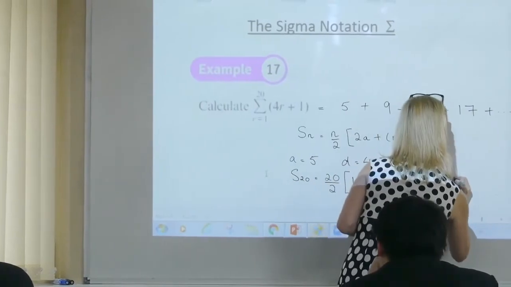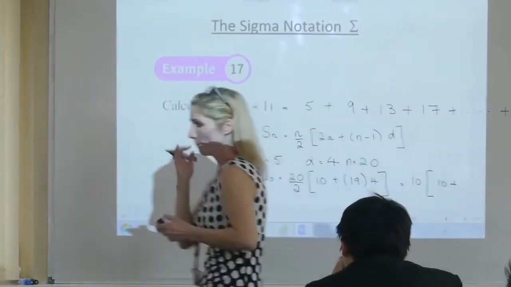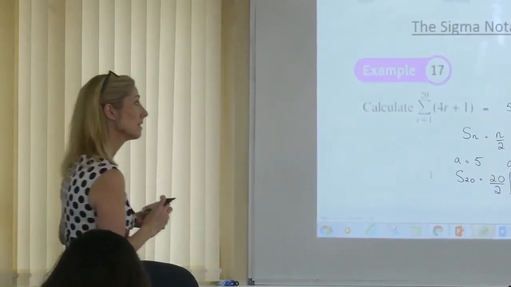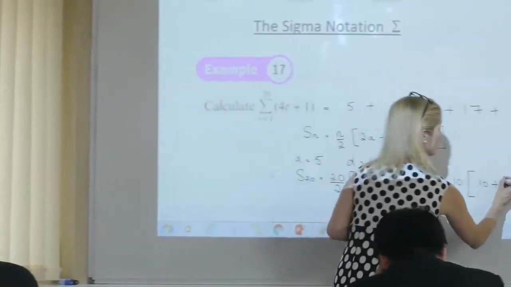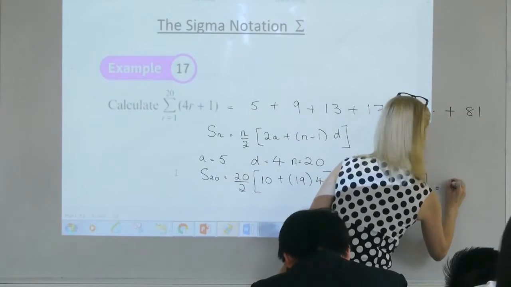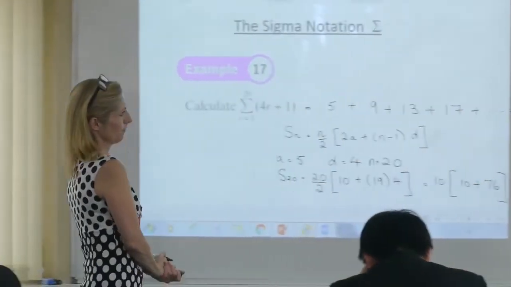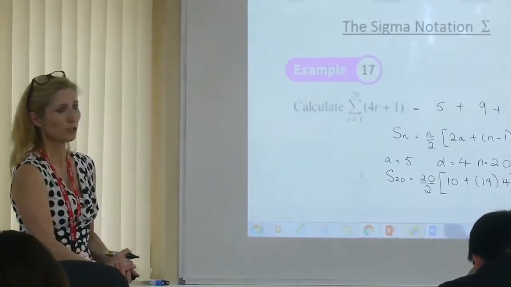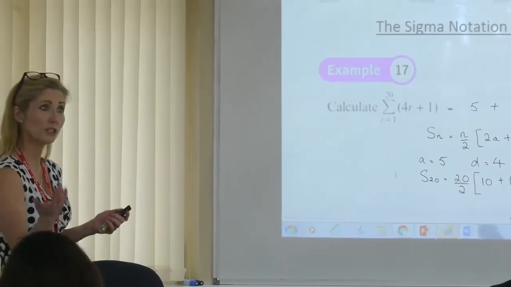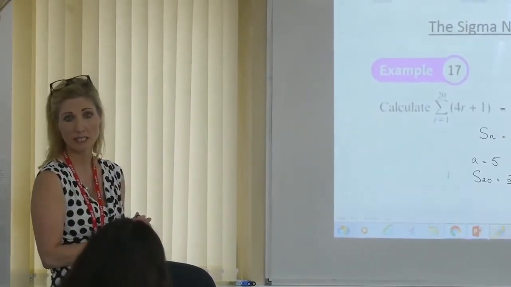So you've got 10 plus 19 lots of 4, which is 76. So we've got 86 times 10, 860. Okay, so that's how we can utilise the formula that we learned a couple of lessons ago in order to make our life much more straightforward today.